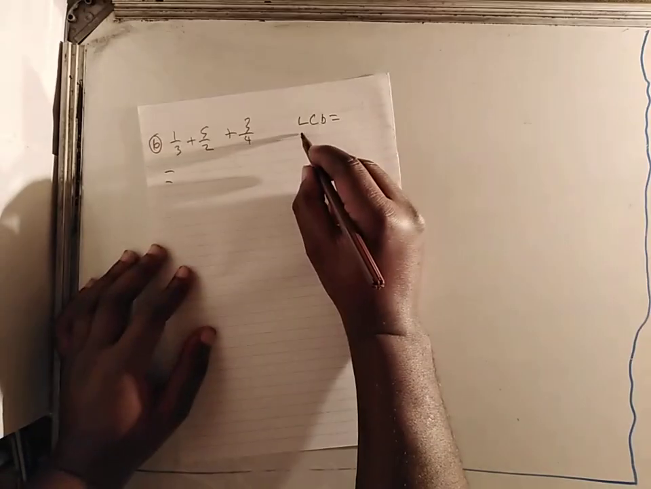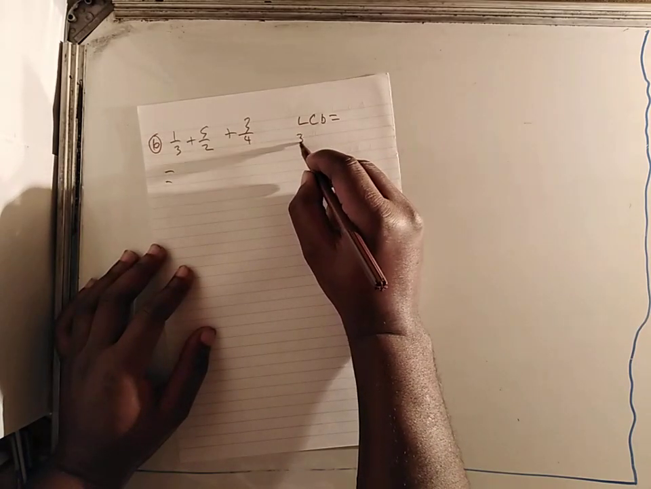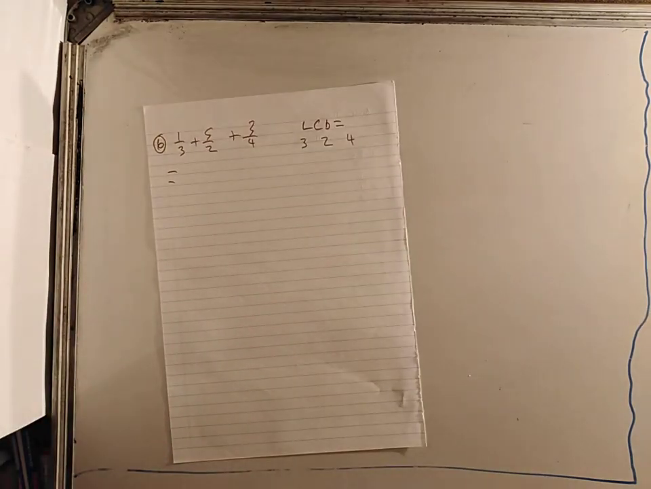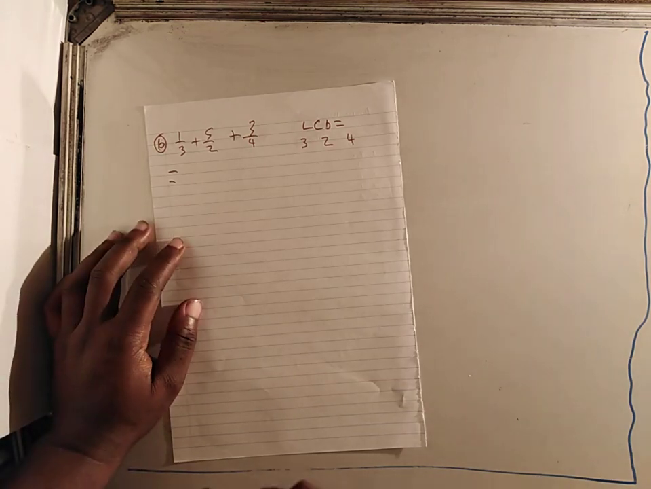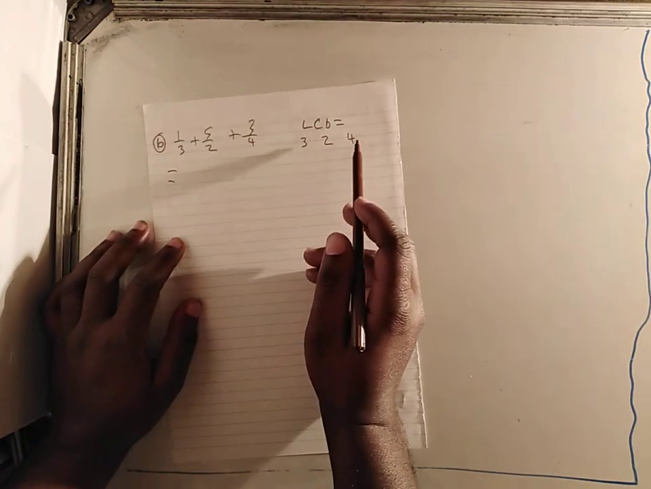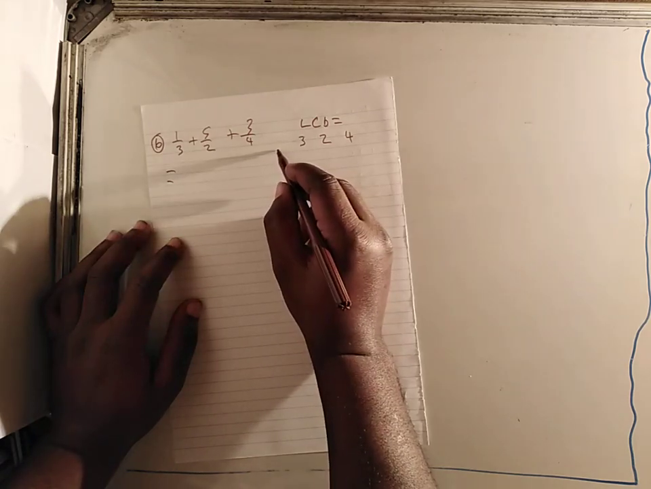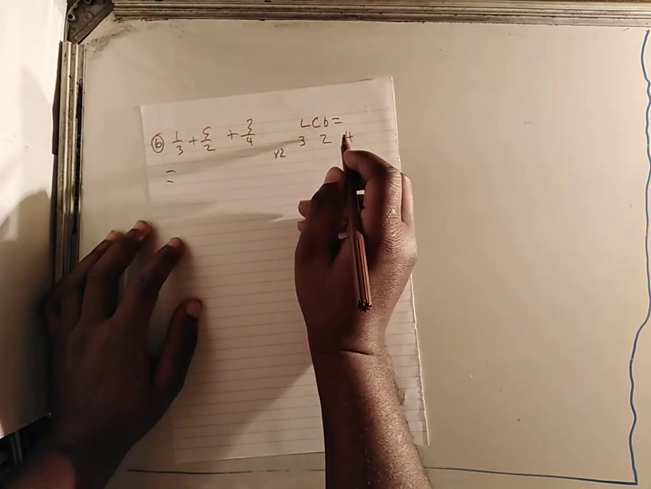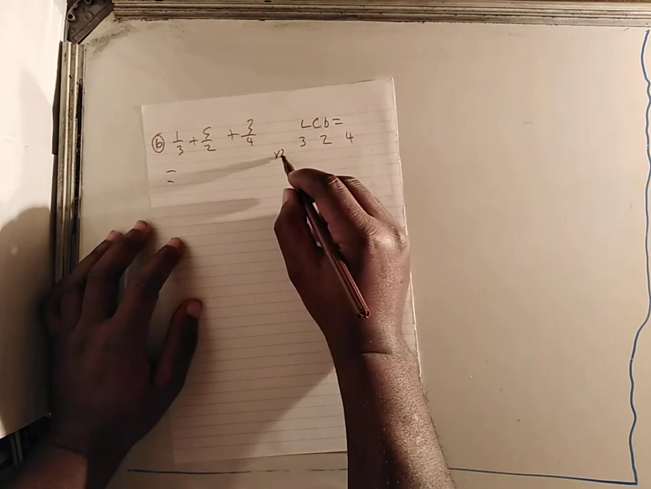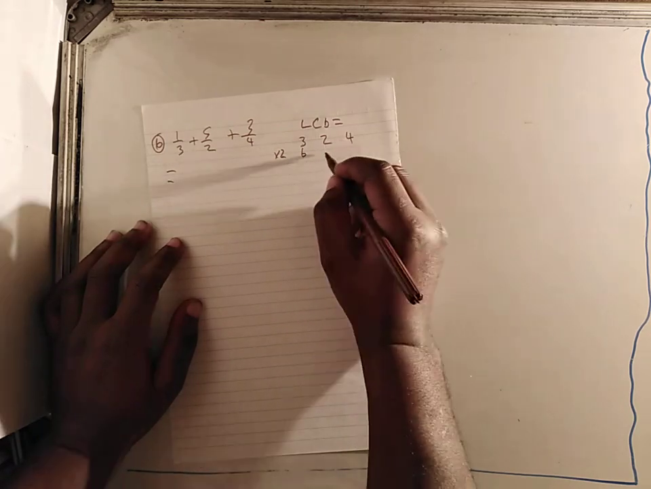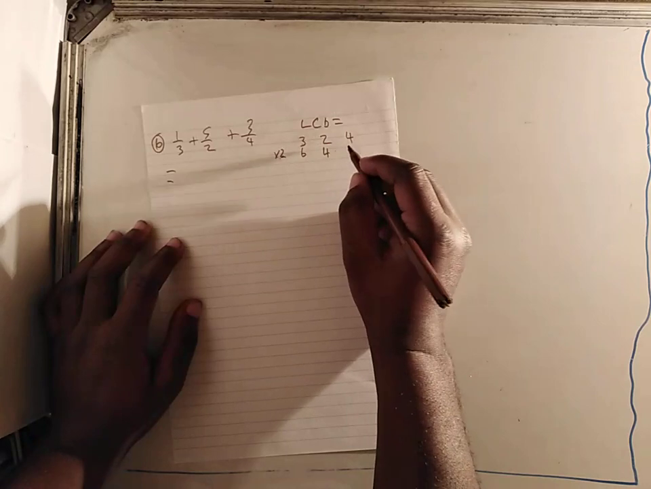LCD is equal to, I do not know, so I'm going to say I've got this 3, I've got 2, I've got 4. I'm going to keep on multiplying these numbers by 1, 2, up until I get a number that is the same amongst these 3. When I times this by 1, I get exactly this. When I times this thing by 2, 2 times 3, what do I get? I get 6. 2 times 2, I get 4. 2 times 4, I get what?